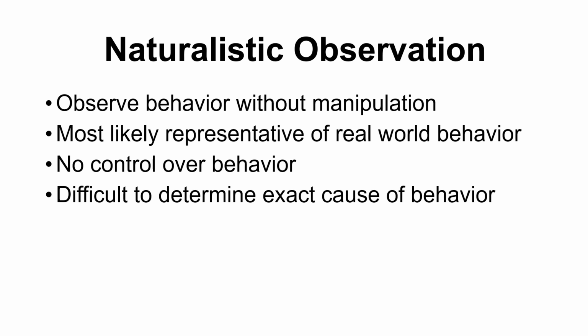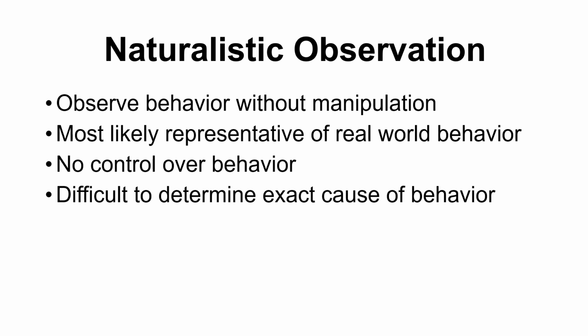So you would find them in their natural habitat and observe their behavior there. This is beneficial because naturalistic observation is most likely to be representative of the behavior they'd exhibit in the real world because you're observing them in the real world. An example of naturalistic observation would be something like Jane Goodall observing apes in the wild. So going to where they are and watching them behave naturally in their natural environment.